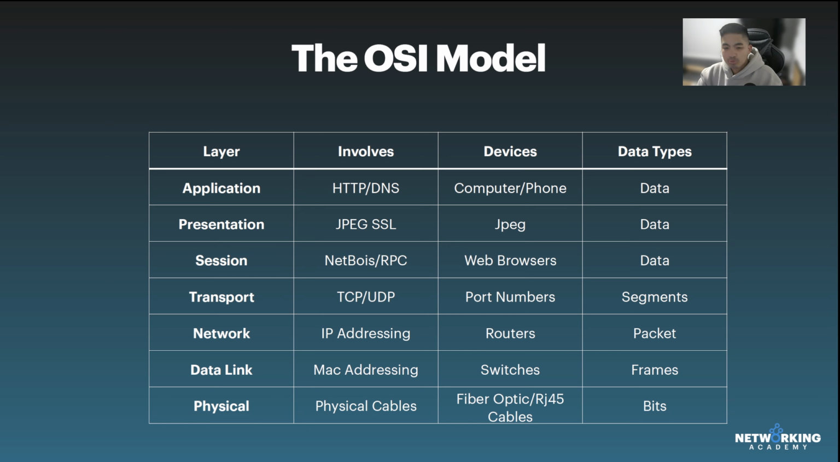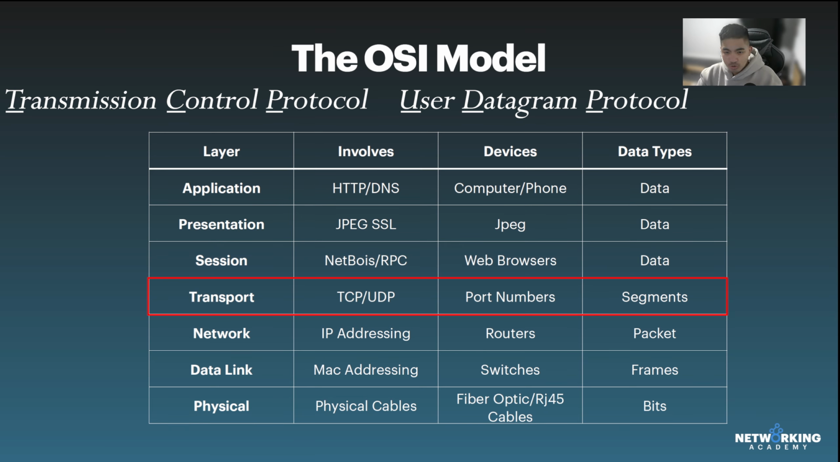Next up, the transport layer. It ensures reliable data delivery. This is where TCP and UDP operate. TCP provides reliable, ordered delivery, and UDP is faster, but it doesn't guarantee delivery. So this layer breaks data into segments and manages transmission.